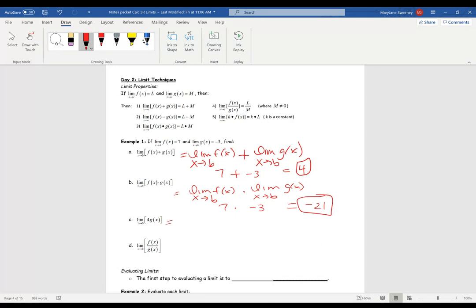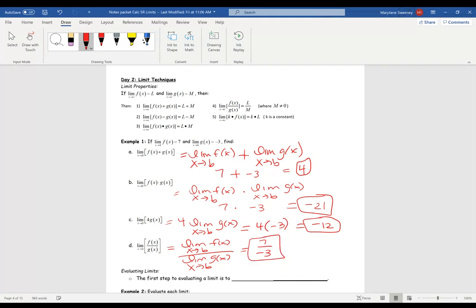A constant you can always pull out in front. So this could be 4 times the limit of g of x as x approaches b. So it's 4 times a -3, which is a -12. And then division, limit of f of x as x approaches b divided by the limit of g of x as x approaches b. So this is 7 over -3, which is -7/3.